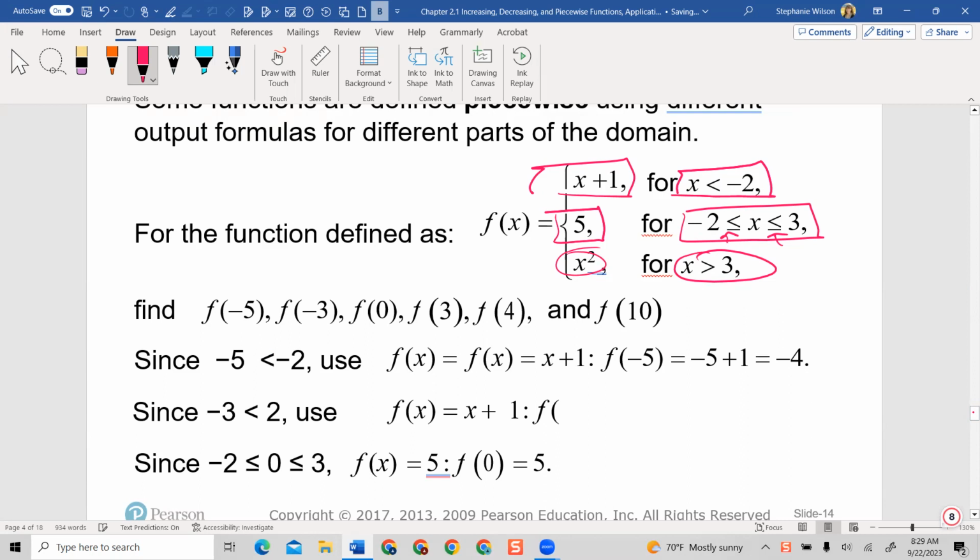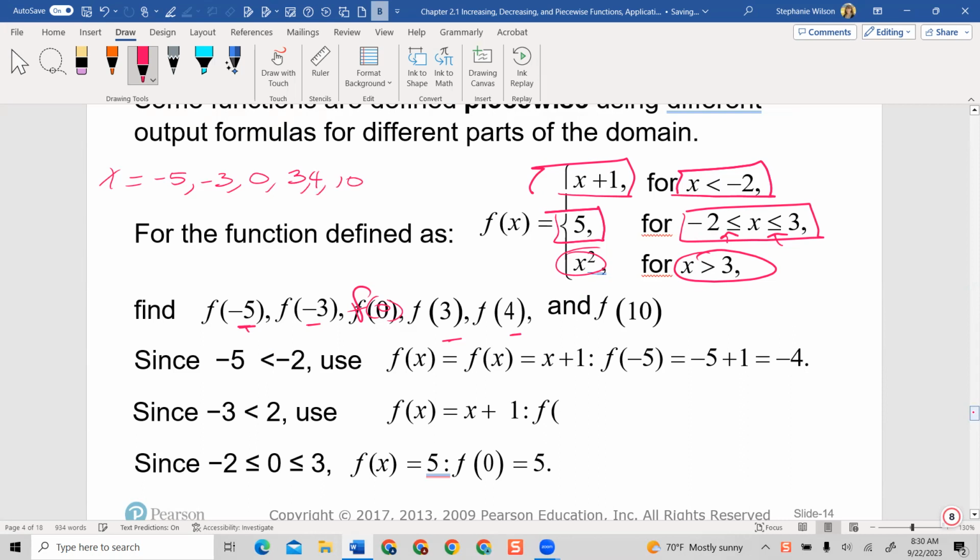If I just pick some values around all of these, let's pick -5 for x, -3, 0, 3, 4, and 10. So basically what I'm doing is I'm going to let x equal -5, -3, 0, 3, 4, and 10. So when I do that, I can solve for each one.